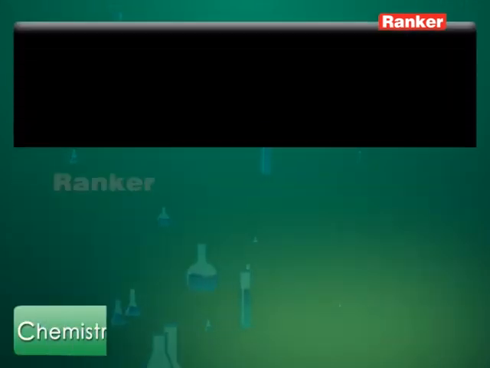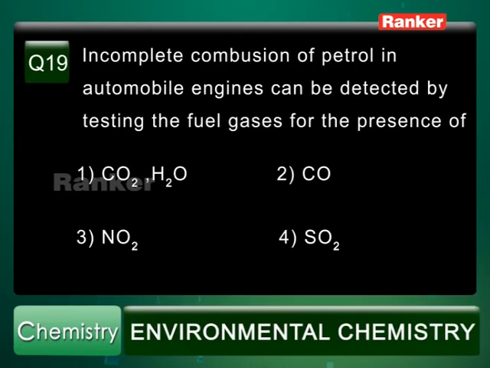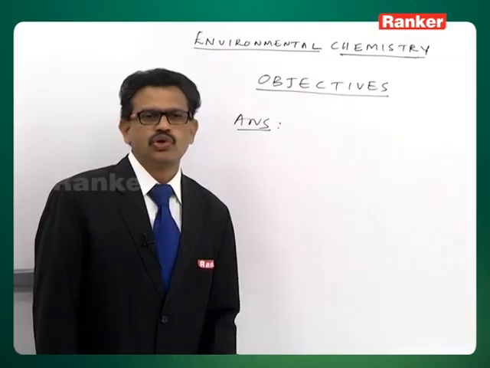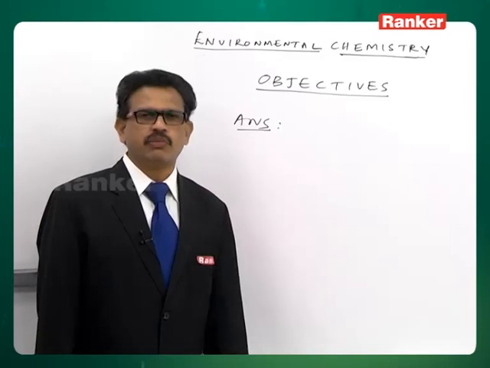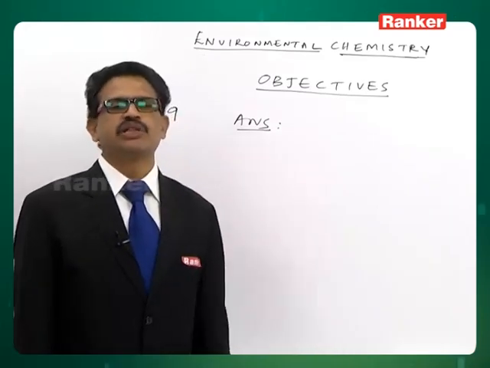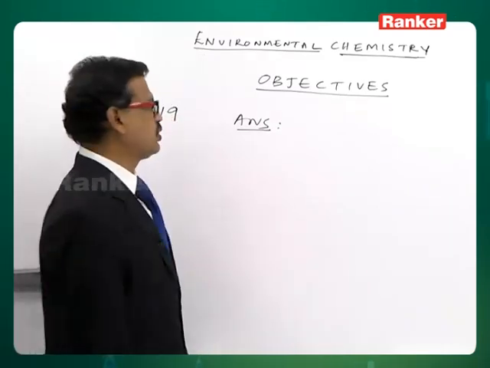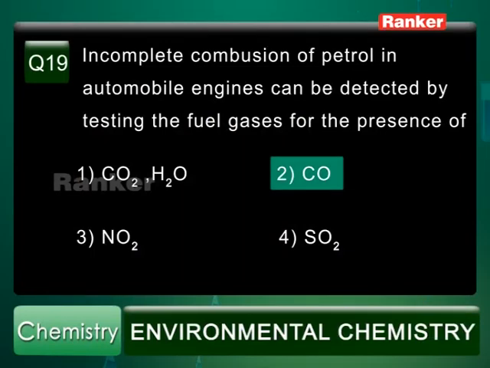Question number 19. Incomplete combustion of petrol in automobile engines can be detected by testing the fuel gases for the presence of option 1 carbon dioxide and water vapor, option 2 carbon monoxide, option 3 nitrogen dioxide, option 4 sulfur dioxide. Incomplete combustion of petrol can be detected by testing for carbon monoxide. So we can go for answer 2.